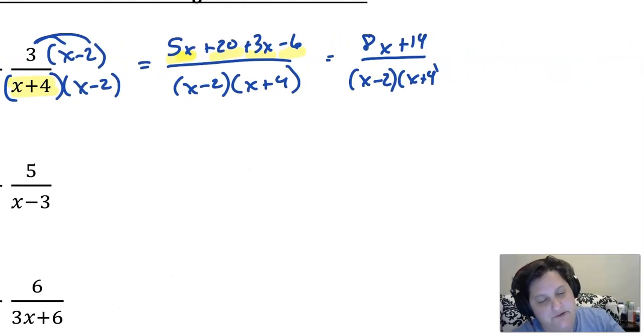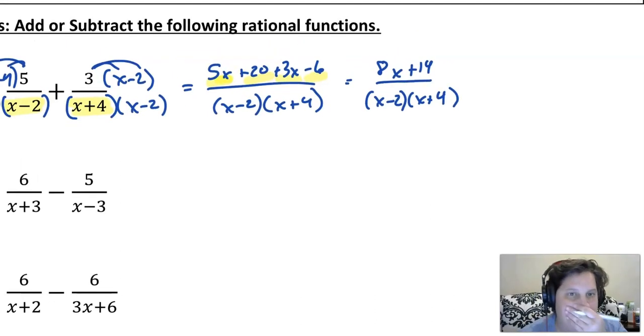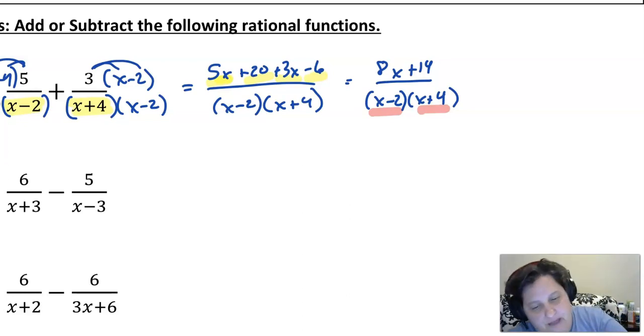Over x minus 2, x plus 4. Okay? Now, the bottom part where it's factored out right here, you always leave that factored out. There's almost no time where we would actually multiply that out because that's not that helpful. Now, you can also try to factor the top to see if it factors or not, okay?